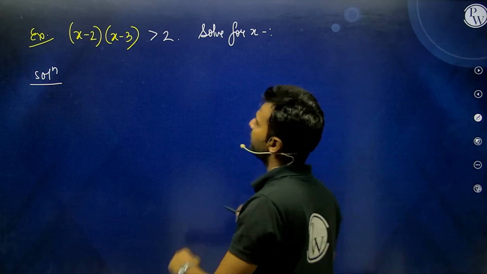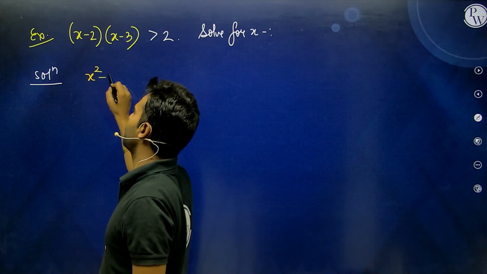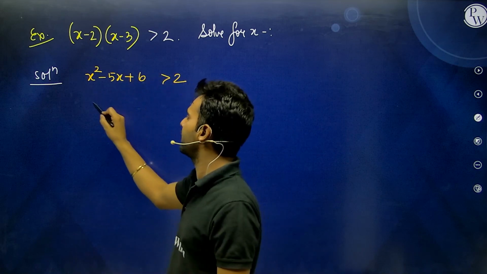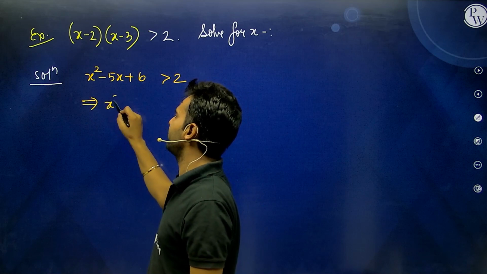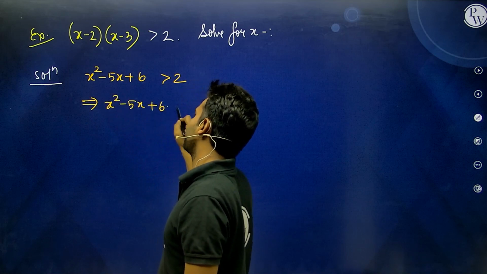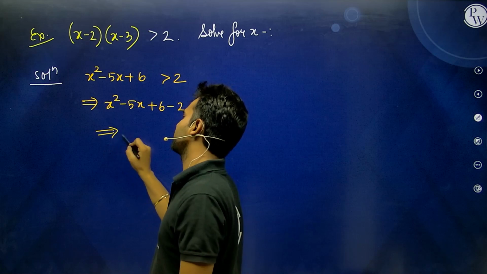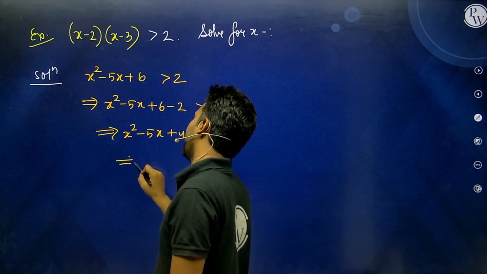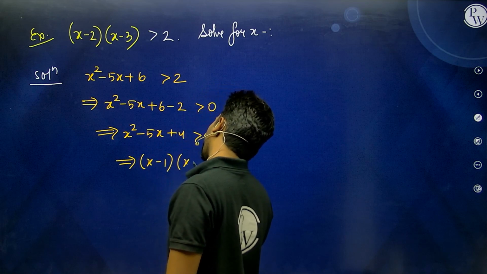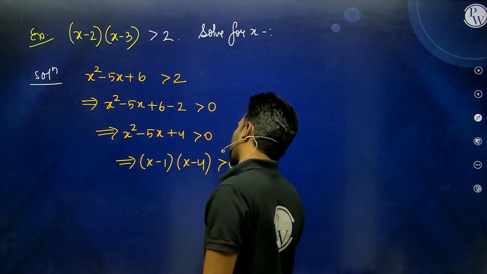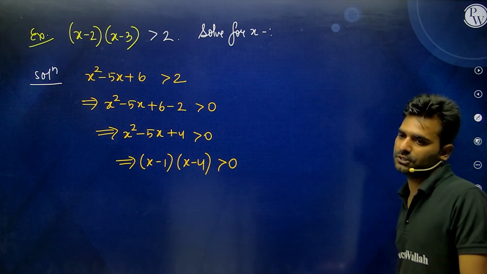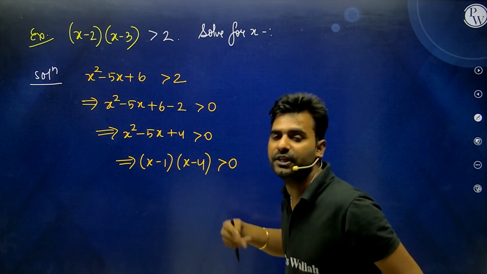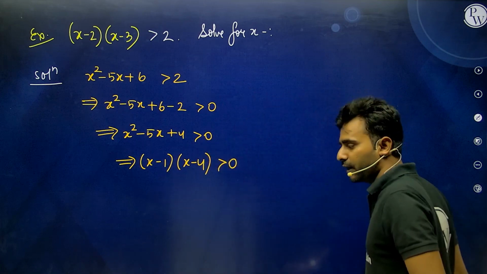Okay. So what I do is, I first multiply these two things, so it becomes x square minus 5x plus 6 greater than 2. Now I make 0 over here, that means I take this 2 onto the left hand side, and I rewrite my question like this. And now I'll factorize it once again and rewrite it like this. So again it is written as the product of linear factors, and whether the product of linear factors is positive or negative is very easy for me to say. Are you getting my point?